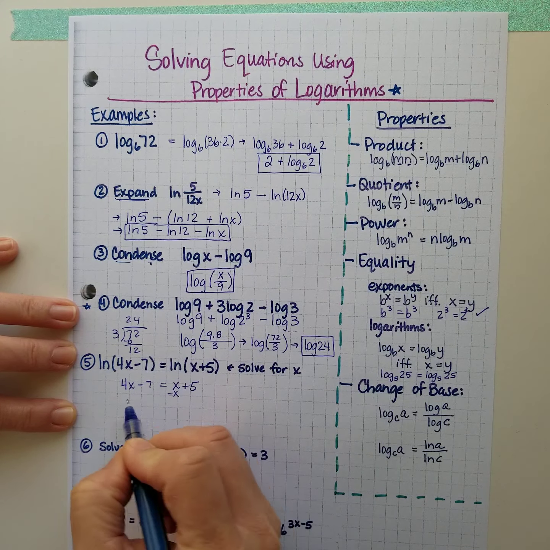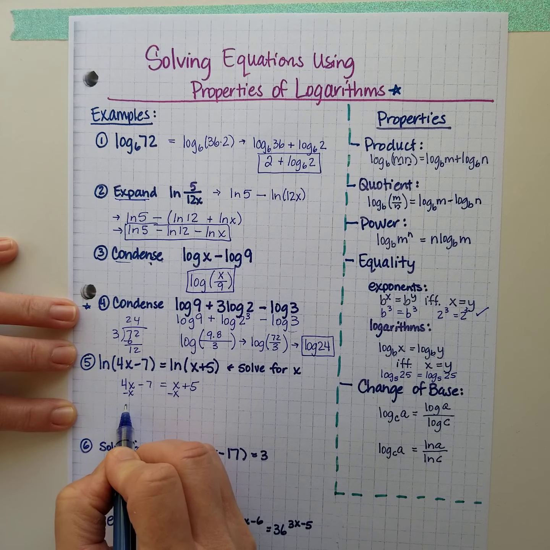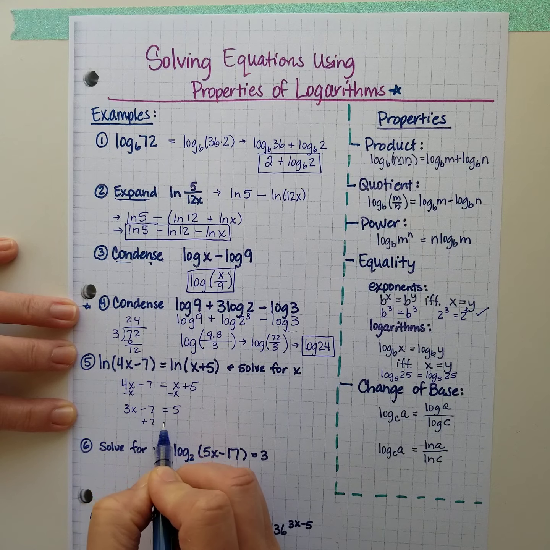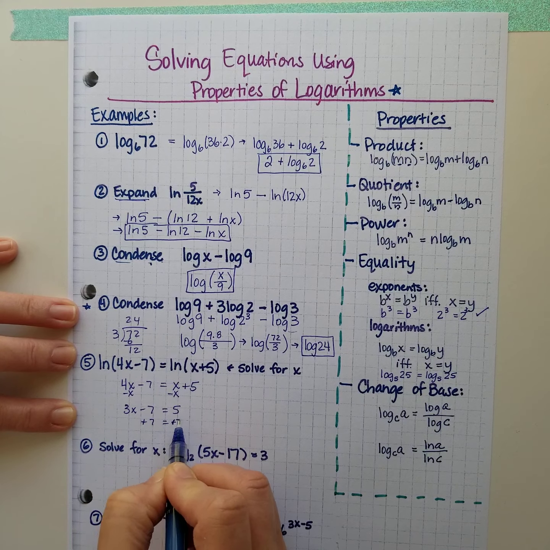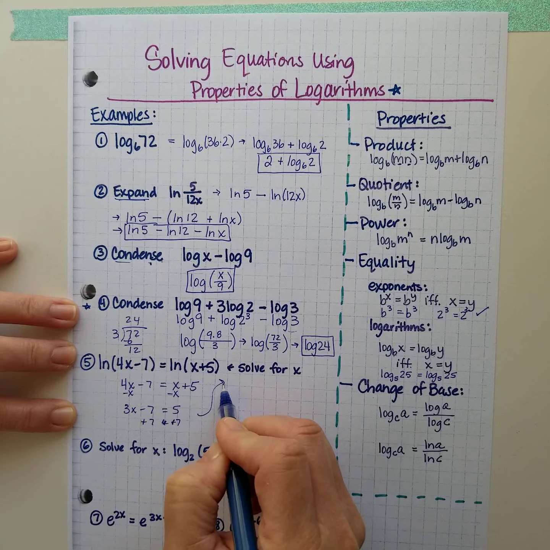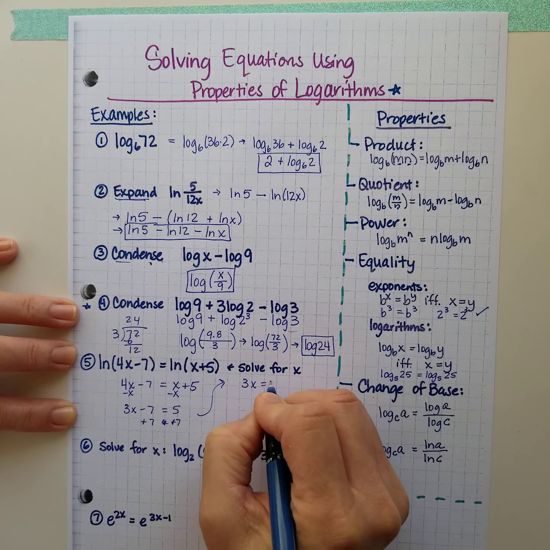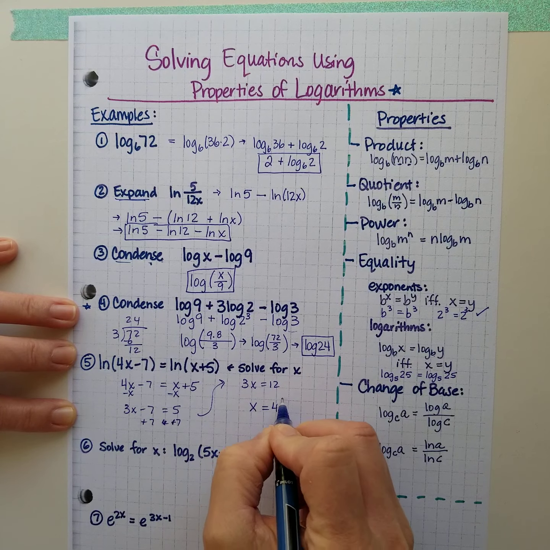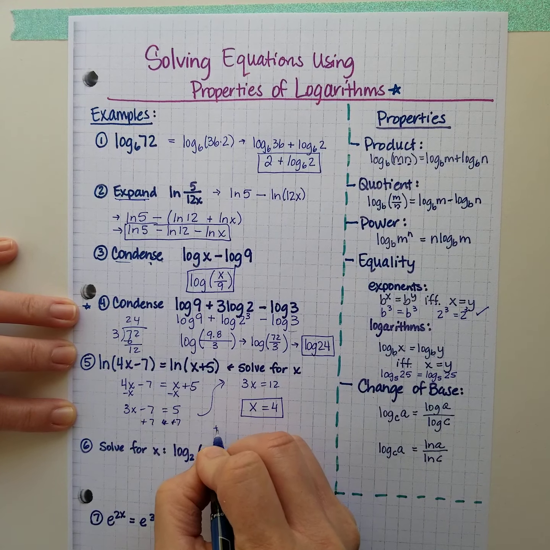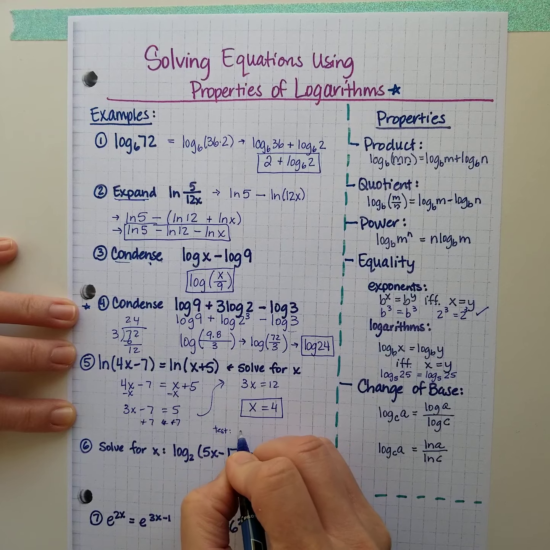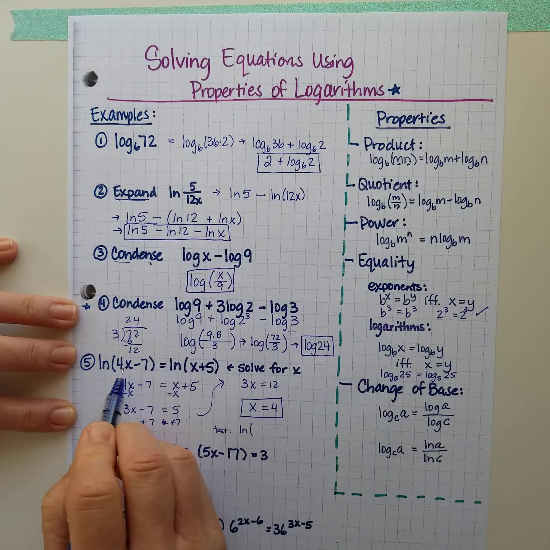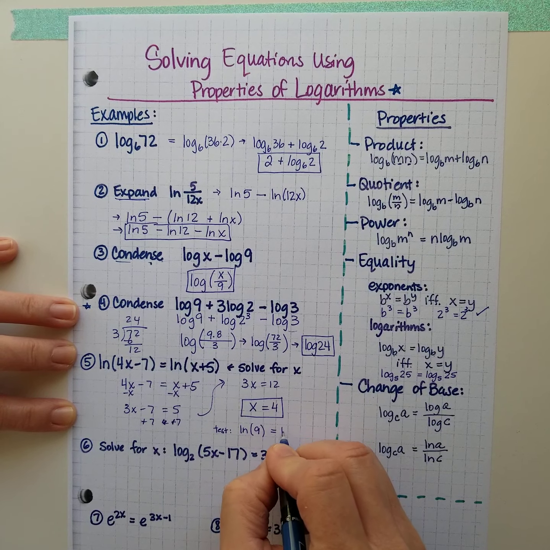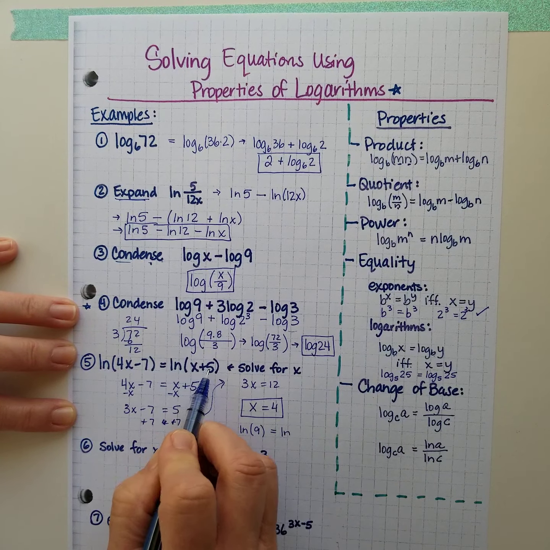Let's subtract x from both sides. And we get 3x minus 7 equals 5. Let's add 7 to both sides. Sorry, plus 7. And this becomes 3x is 12. Divide both sides by 3, and you get x is 4. Should we test it? Sure. Why not? Do we get the natural log of, when x is 4, we have 16 minus 7. That's 9. Does that equal the natural log of 4 plus 5?